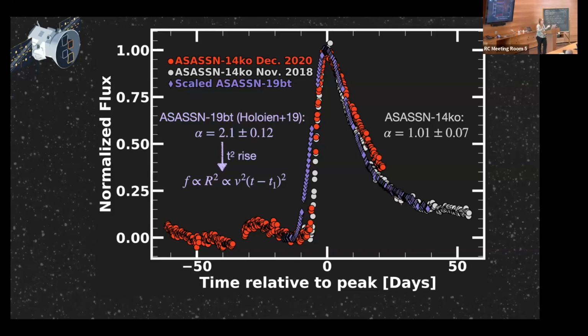That's very different from what we see with 14ko. We actually see more of a linear rise. So is this something to do with different systems? Again, 19bt was a one-time event, so possibly a total TDE. So could a difference in rise times possibly indicate partial versus total? It remains to be seen, but just something to keep in mind.